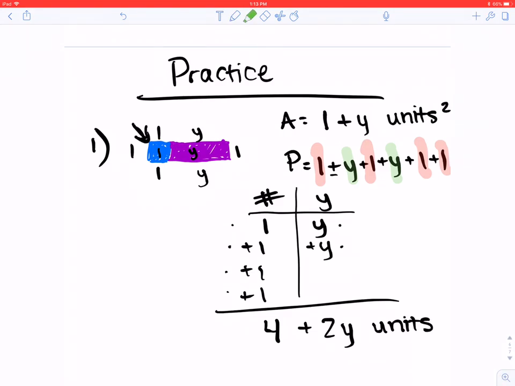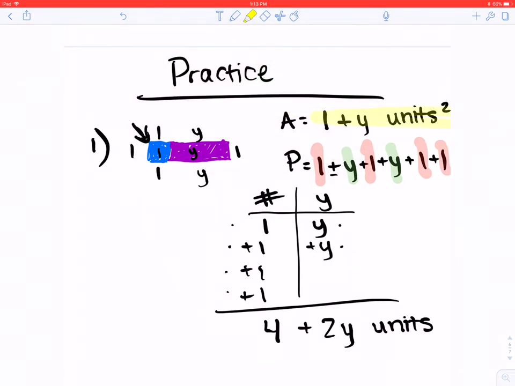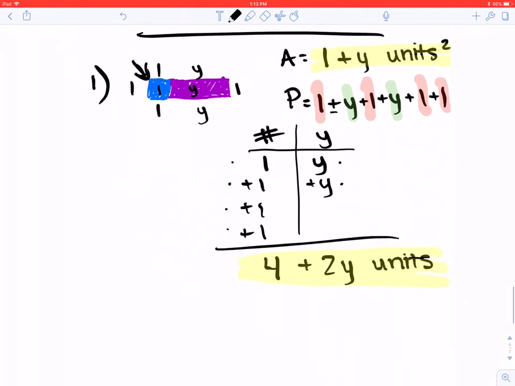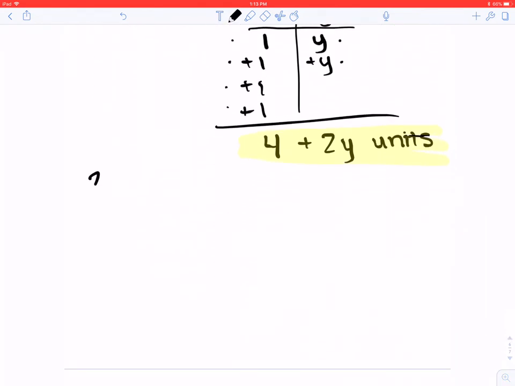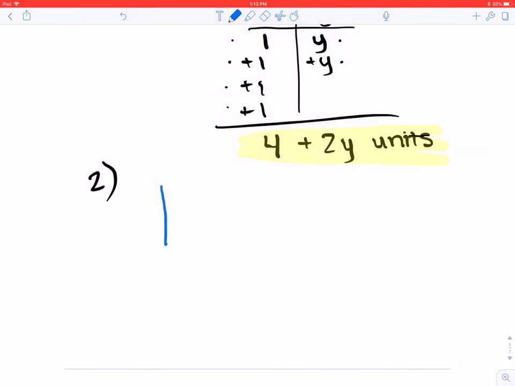So here's our area. Here's our area. And here's our perimeter. You just solved your first problem. Let's try one more. For this one, let's draw an x squared tile.